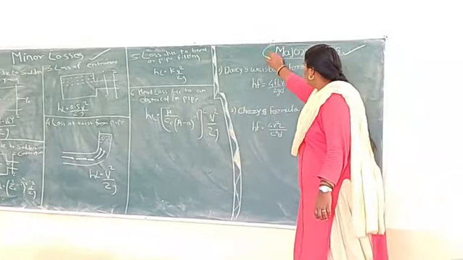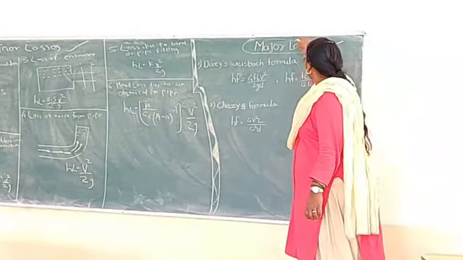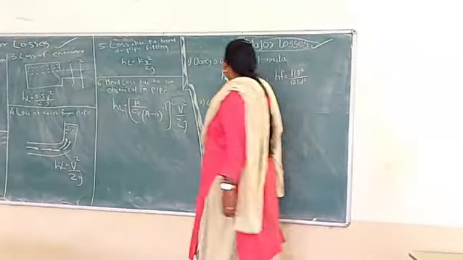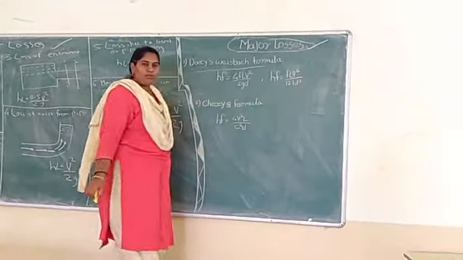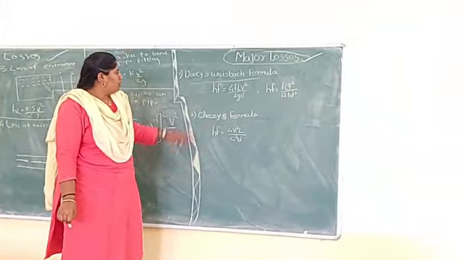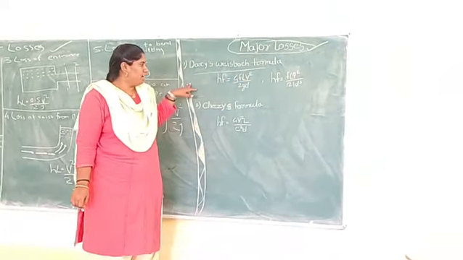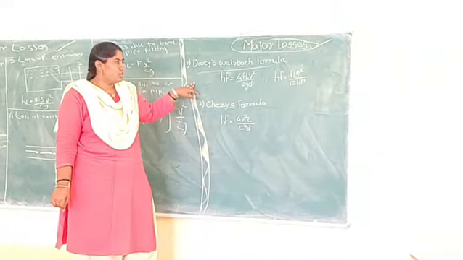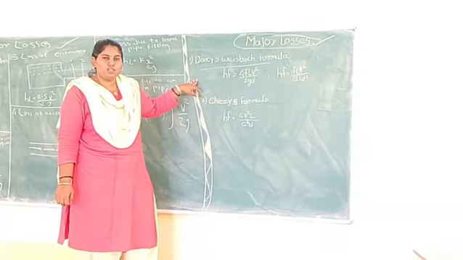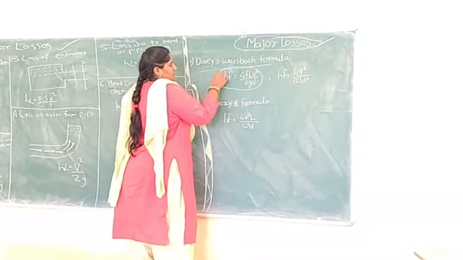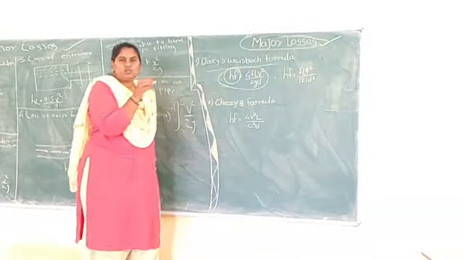This major loss has only one type, because only because of friction these major losses occur in the pipe. Based on this, the Darcy-Weisbach formula is applied here to calculate the frictional losses, that is called the major losses in the pipe, and this HF stands for the head loss because of the friction.